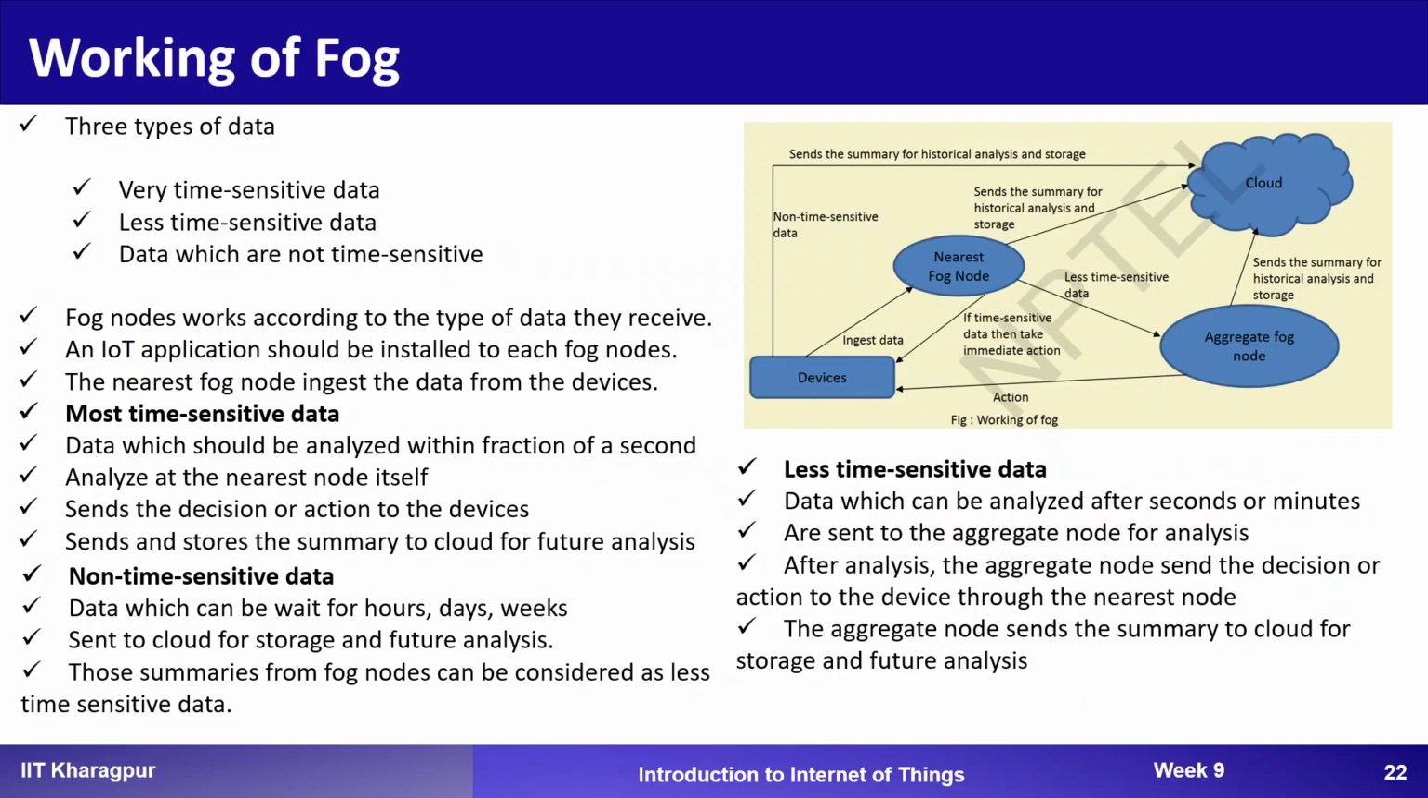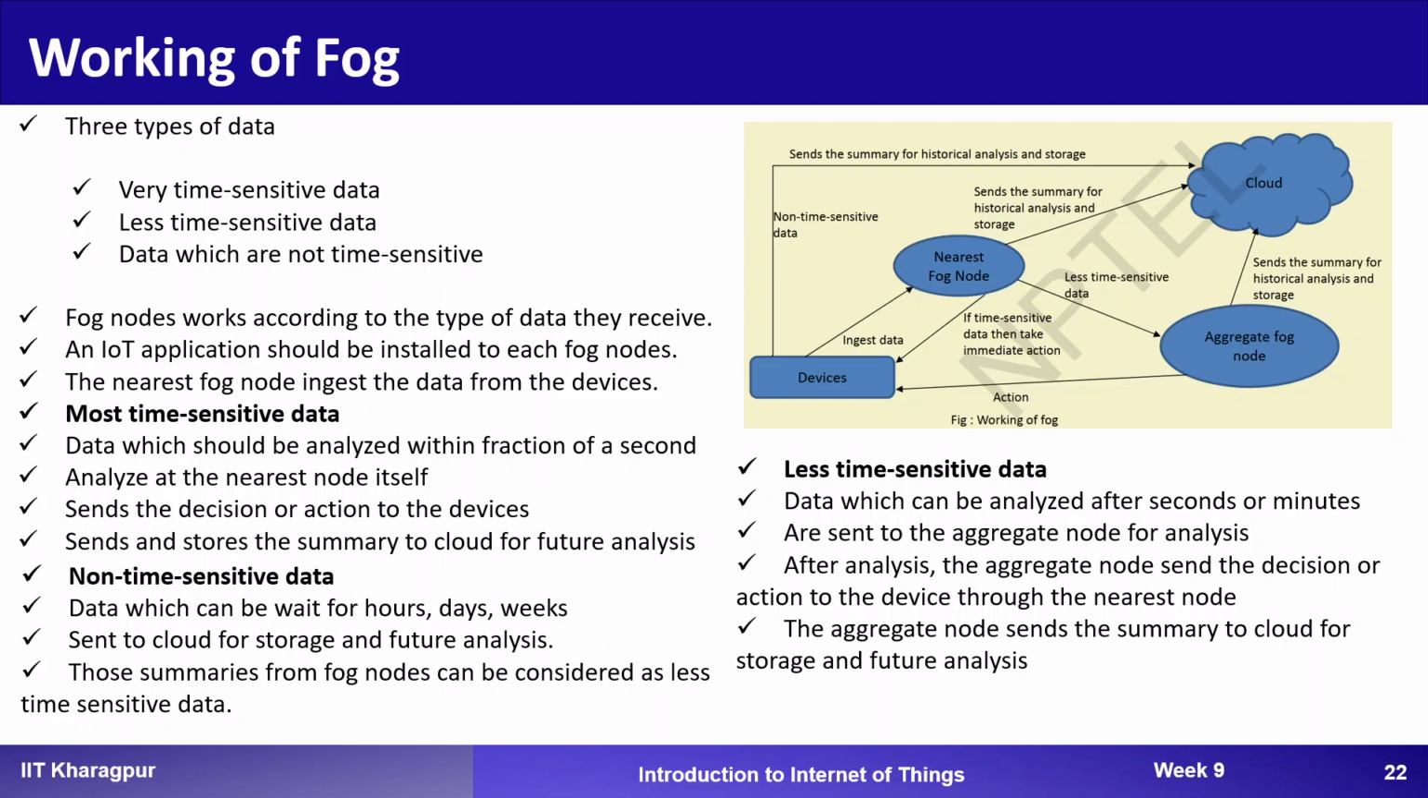Now, working of fog nodes. Basically there are three types of data: very time sensitive data, less time sensitive data, and data which are not time sensitive at all. In case of fog, the data which is very time sensitive is processed at the fog nodes which are near to the end devices, that is your IoT layer, IoT devices.